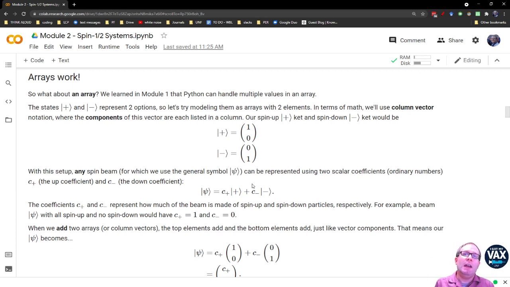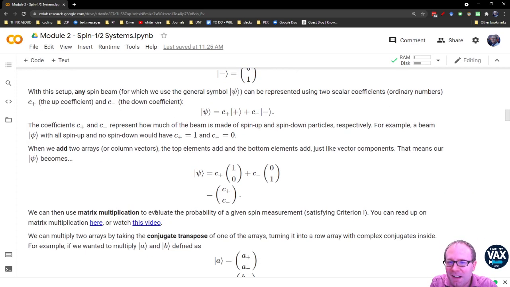So for example, if you had a beam that was entirely spin ups and no spin down, you would have C plus equal to 1 and C minus equal to 0. The other extreme, you could have C plus equal to 0 and C minus equal to 1 to have a beam that was entirely spin down and no spin up. And then any mixture is going to be somewhere in between there, right? I could have 50-50, 75%, 25%, etc. Although there's a little bit of some mathematical hoops to jump through to get there.